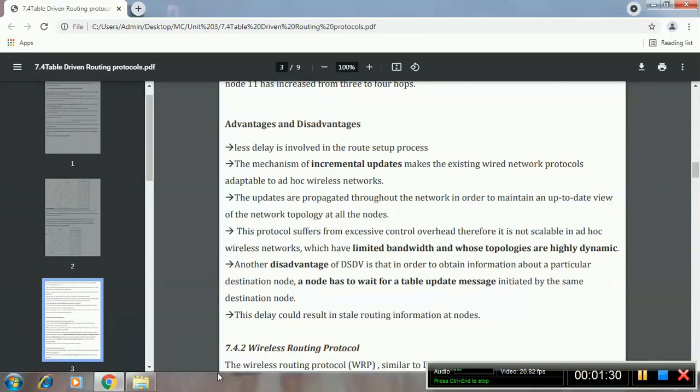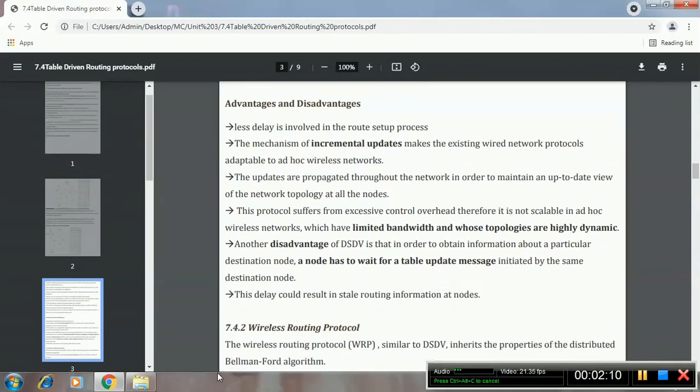The mechanism of incremental updates makes the existing wired network protocols adaptable to ad hoc wireless networks. What is the meaning of incremental updates? Incremental updates means the updates are enhanced or developed step by step. This makes the existing wired network protocols adaptable, meaning they can be used in ad hoc wireless networks also. These are some of the advantages.